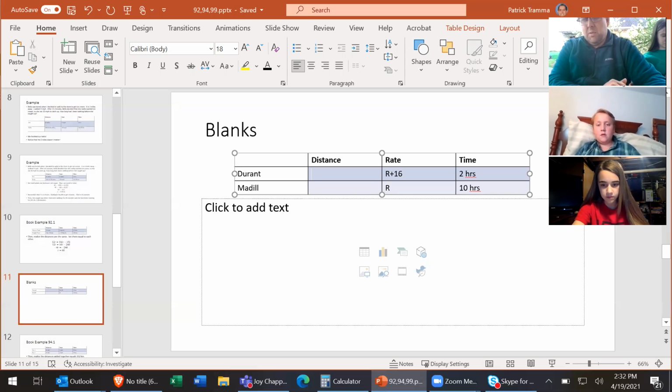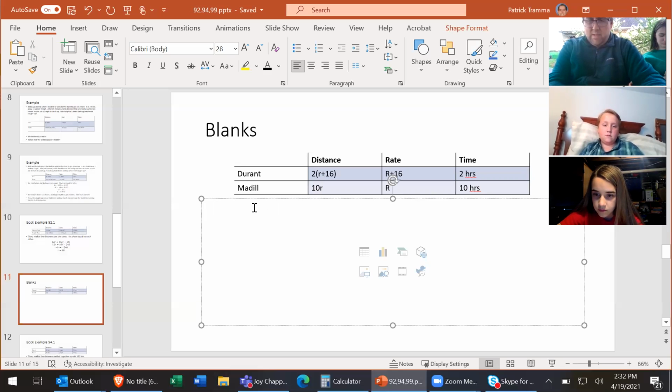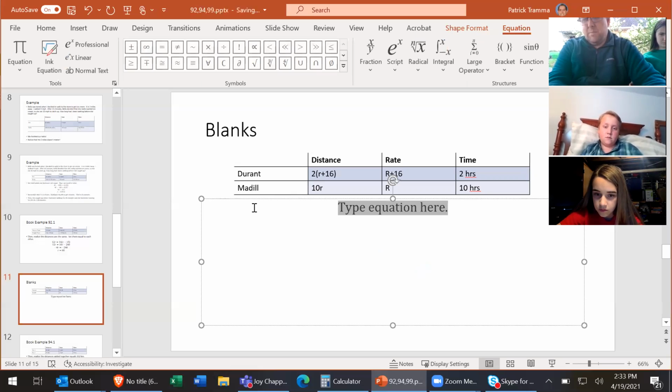Okay. So multiply. So it's R plus 16 times the quantity 2. Multiply the bottom one there, Mark. R times 10. Right? And they're equal distances. Yep, exactly. Equal distances. So how do we set up the equation, Mark?